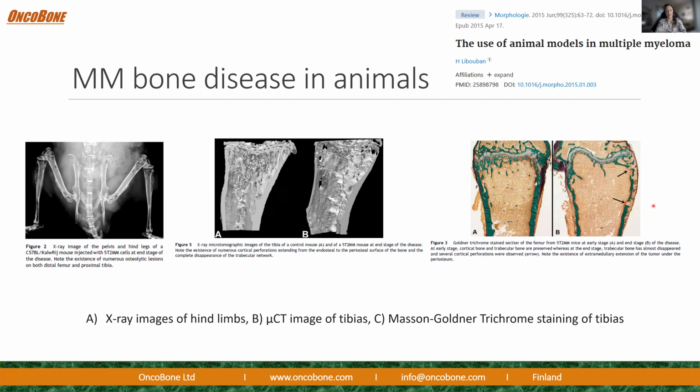So this slide is to tell that the disease is really similar in humans and in animals when we are discussing multiple myeloma induced bone disease.